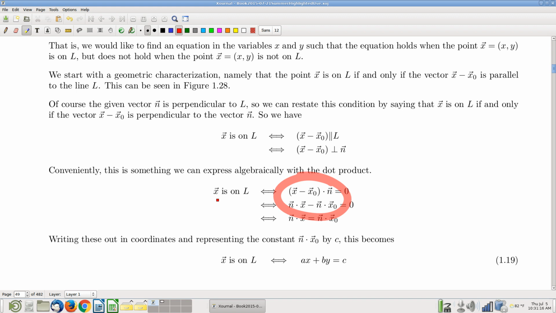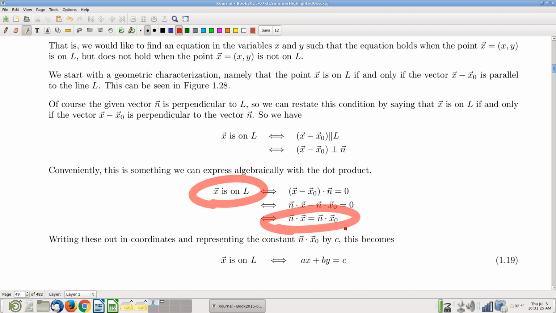We distribute. We whip that term to the other side. And what we find is that we have an algebraic test. A point is on the line if and only if it satisfies this equation. This is the equation of the line. And how can I simplify that equation?